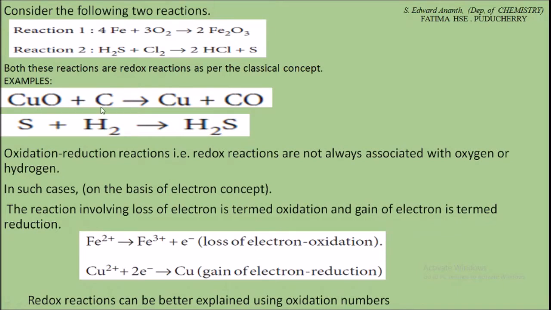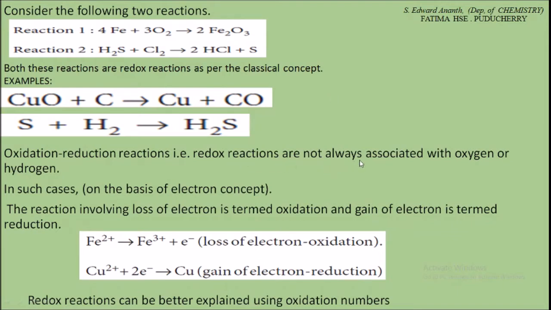Copper oxide plus carbon giving copper plus carbon monoxide. So when you heat it, the reaction takes place. So when copper oxide is heated with carbon, it gets reduced to copper. What about carbon? Carbon gets oxidized to carbon monoxide. So this is an example for redox reaction. Similarly, when sulfur reacts with hydrogen, it forms hydrogen sulfide. This is also an example for redox reaction.